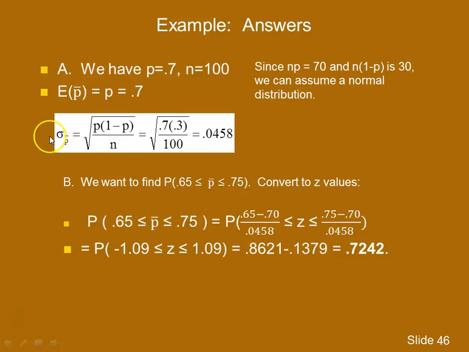We can calculate sigma p-bar by taking 0.7 times 0.3 over 100 and taking the square root of the entire term, and you will get 0.0458 as the standard error of the proportion.